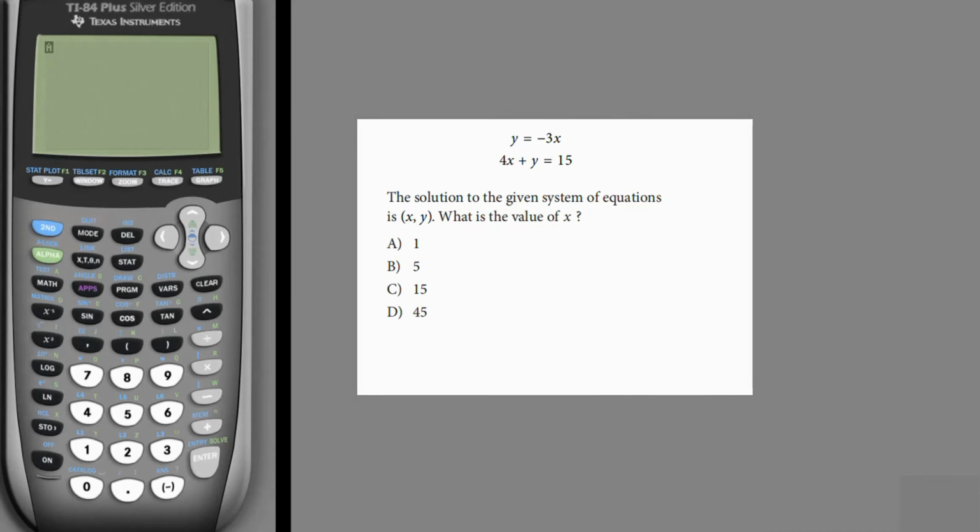In this video, we're going to learn how to solve this start math question easily. Alright, so let's look at the question and see how we can go about it. So you see the solution, we have this first equation to be this, second equation to be this. We ask the solution to the given system of equations is (x, y). What is the value of x?